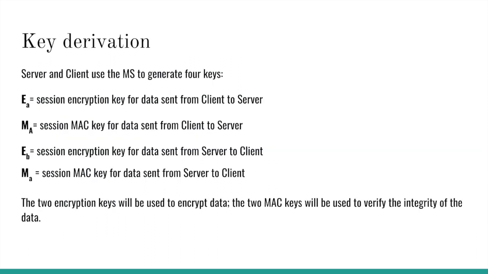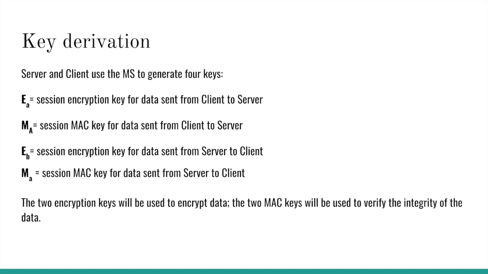The second phase is key derivation. Server and client use the master key to generate 4 keys. EA, session encryption key for data sent from client to server. MA, session MAC key for data sent from client to server. EB, session encryption key for data sent from server to client. And MB, session MAC key for data sent from server to client.